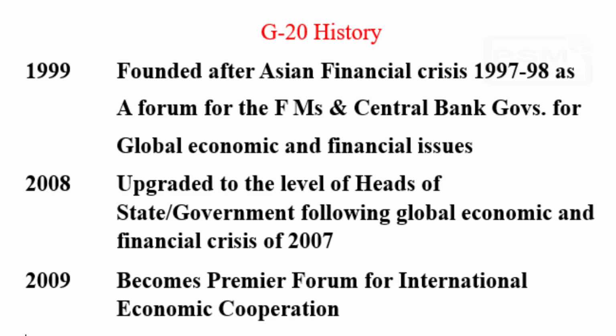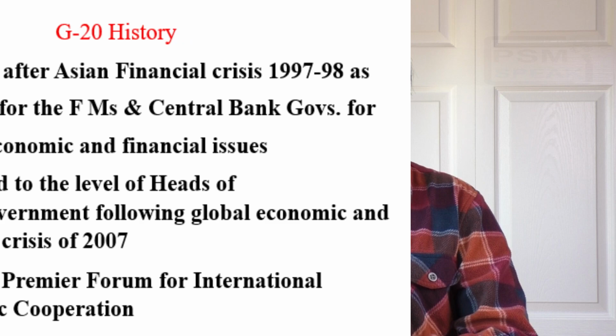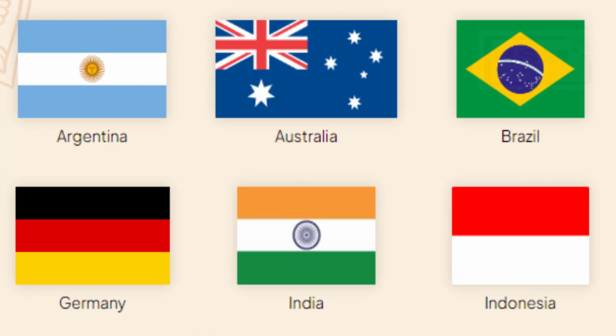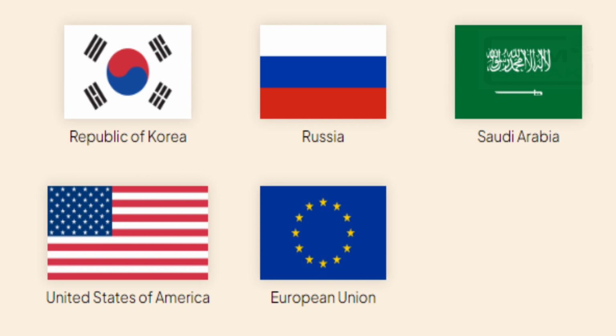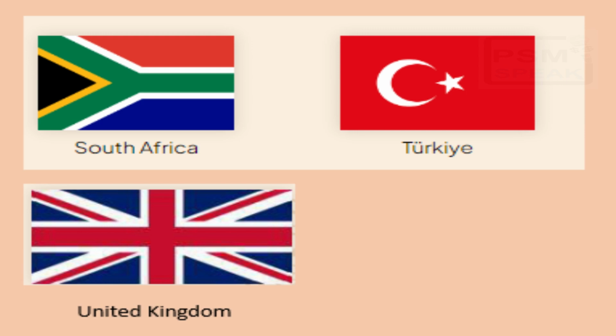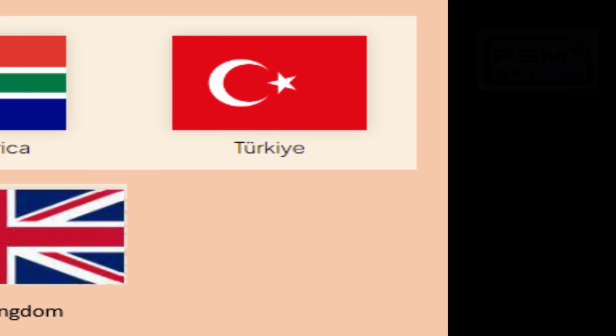We can understand the importance that time they felt and the importance it has today. In 2009, it became a premier forum for economic cooperation. It comprises 19 countries. What are they? Argentina, Australia, Brazil, Germany, India, Indonesia, Canada, China, France, Italy, Japan, Mexico, Republic of Korea, Russia, Saudi Arabia, United States of America, European Union, South Africa, Turkey and United Kingdom. We have also noted European Union as a member, but it is not a single country.